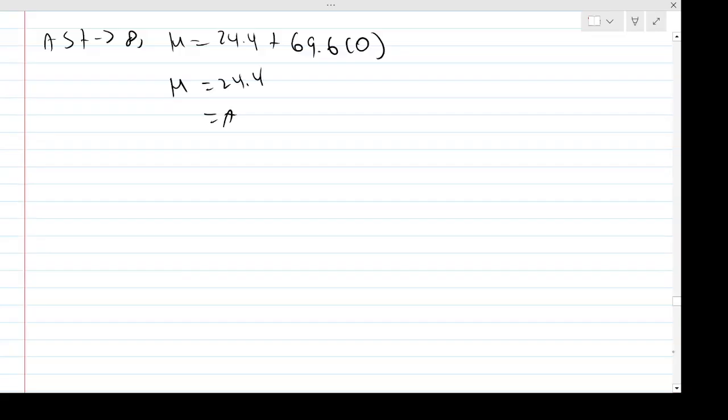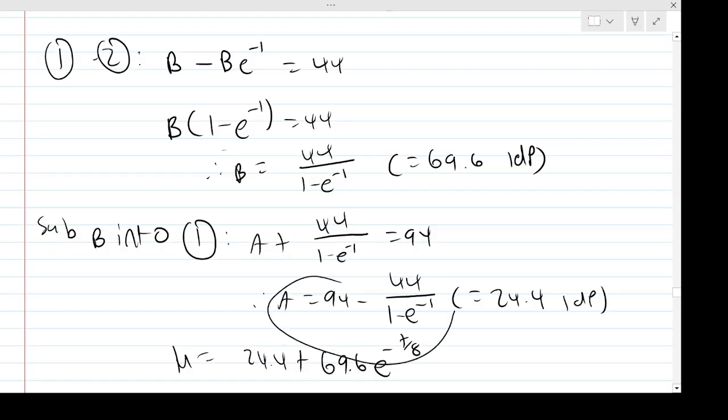So the asymptote is mu equal to 24.4 to 1 decimal place. And actually, they'd be fine with that in this case because the fraction is quite nasty. Or I could just call it A. And remember, A was this exact fraction here, but there we are. That's the asymptote.